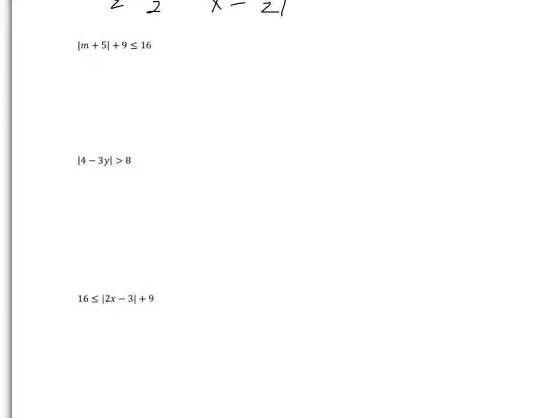So when we move to this next one, the first thing that we need to do before we consider the positive and negative case is isolate this absolute value. So I'm going to subtract 9 from both sides. So here we get our 9, that's gone. So we have absolute value of m plus 5. When we subtract our 9 from that side, we have 7, and we still have less than or equal to.